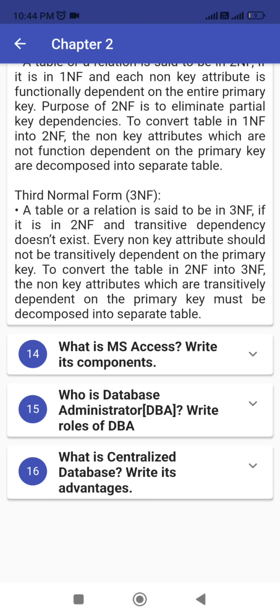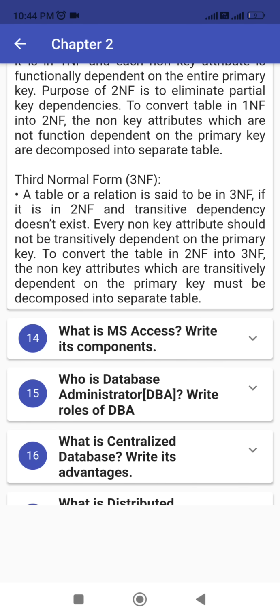Third normal form, 3NF. A table or a relation is said to be in 3NF if it is in 2NF and transitive dependency does not exist. Every non-key attribute should not be transitively dependent on the primary key. To convert the table in 2NF into 3NF, the non-key attributes which are transitively dependent on the primary key must be decomposed into a separate table.